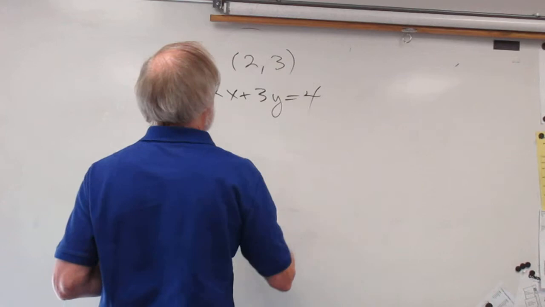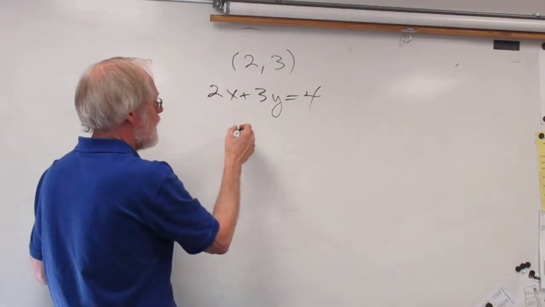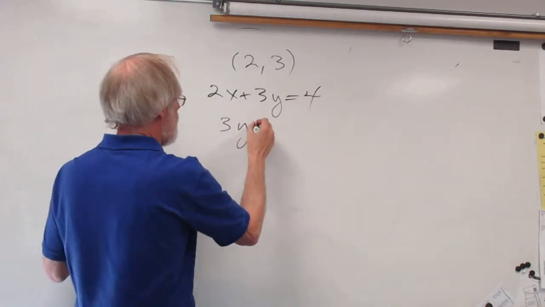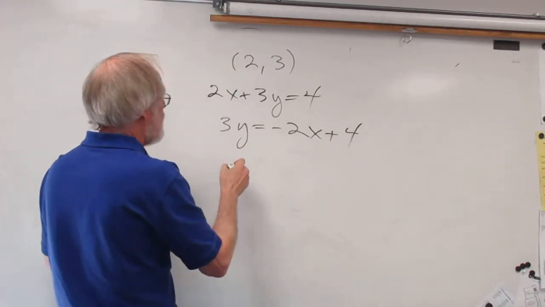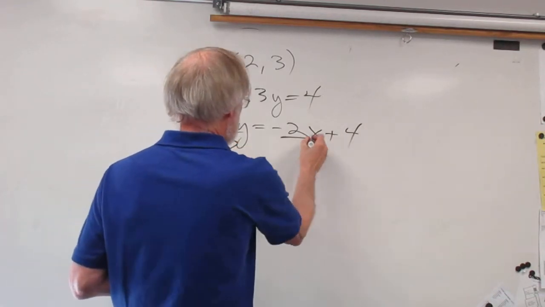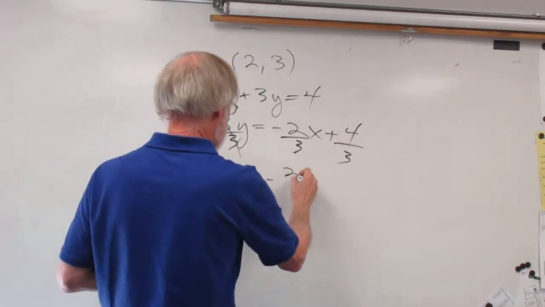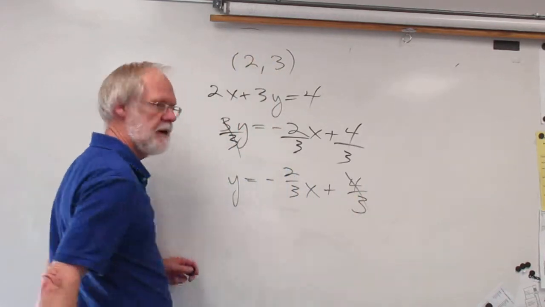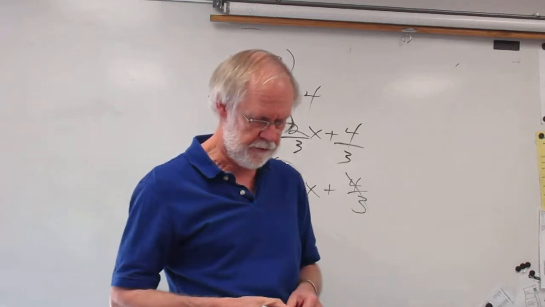All right. So the first thing I have to do is find the perpendicular to this. To do that, I have to put it in slope-intercept form. So I subtract 2x, I get 3y equals negative 2x plus 4. And I'm going to divide by 3. And I get y equals negative 2/3 x plus 4/3. I don't even care about the 4/3. I'm interested in the slope, which is negative 2/3.